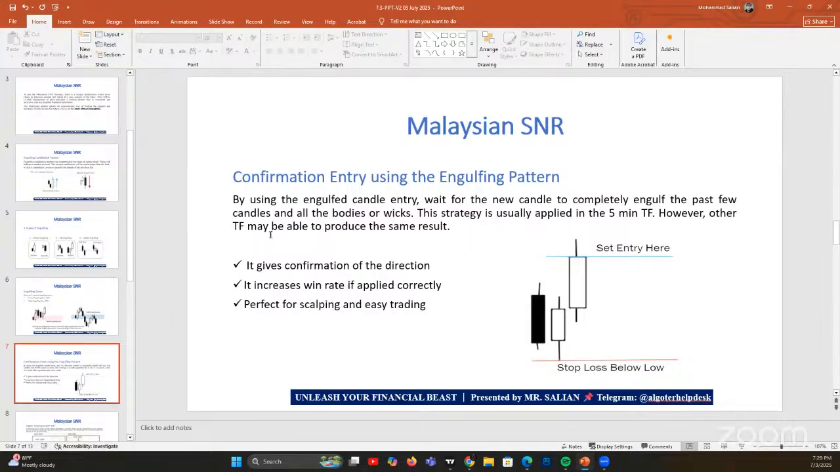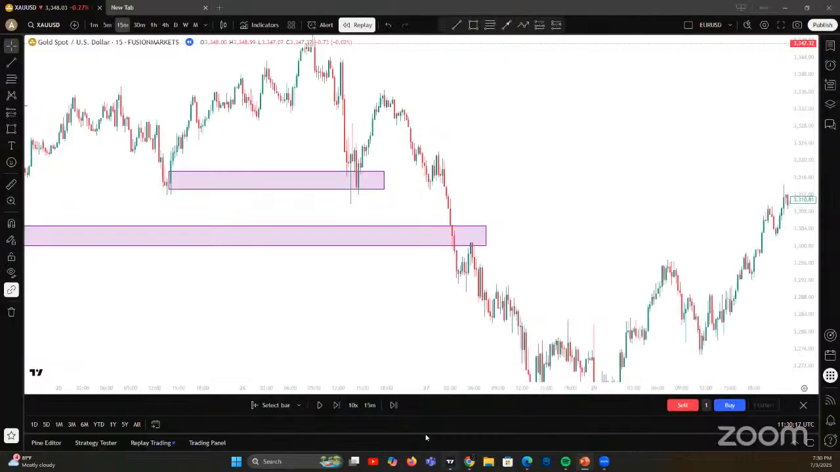So you can use this. However, other time frames may be able to produce the same result. You can try 15, 30, but that will take time. It will always really take your time with these higher time frames. So 5 minute is the perfect time frame for this. It gives confirmation of the direction. Yes, you can see it's clearly going up. Why would you sell here? So place your entry here and your stop loss just below this. It increases win rate if applied correctly and is perfect for scalping and easy trading. So let's see some examples.